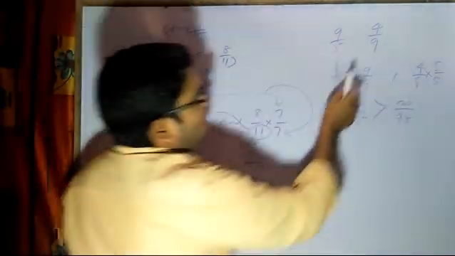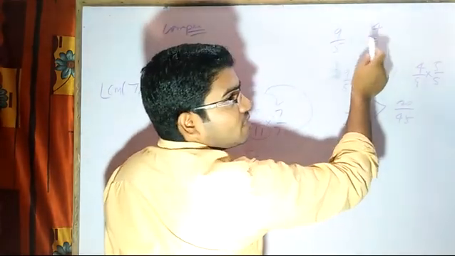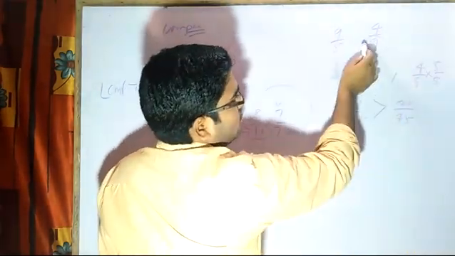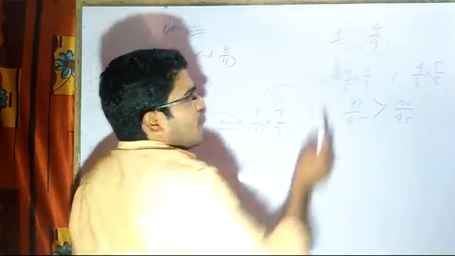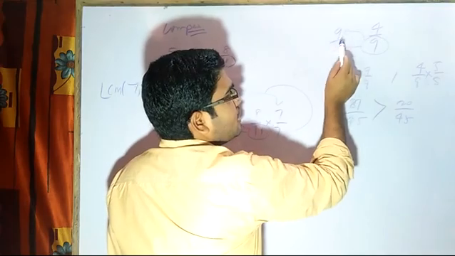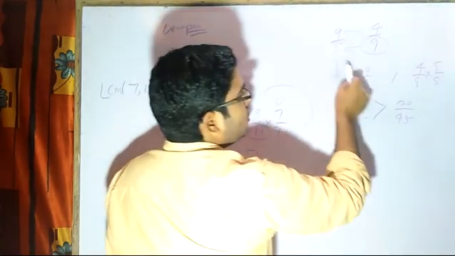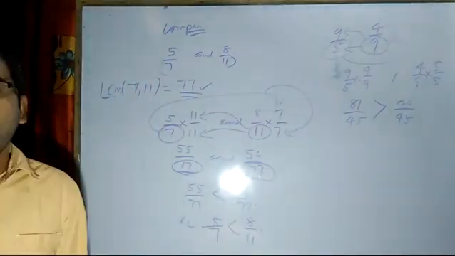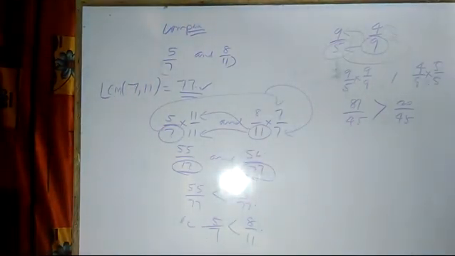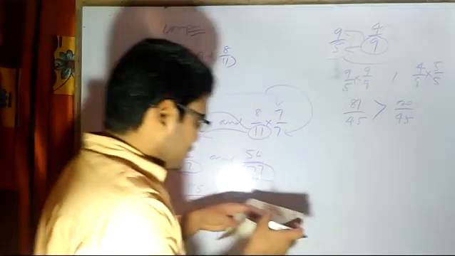Just we have to multiply the denominator of the second ratio to the numerator and denominator of the first one, and multiply the denominator of the first ratio to the numerator and denominator of the second ratio, and then looking at the numerators we can identify which ratio is greater and which ratio is smaller.